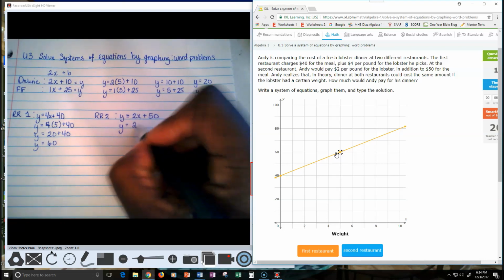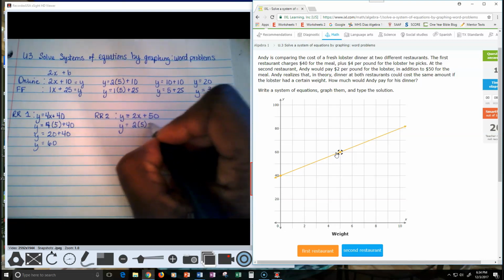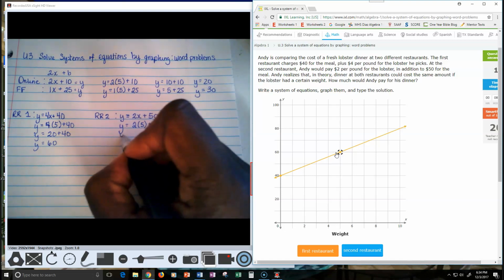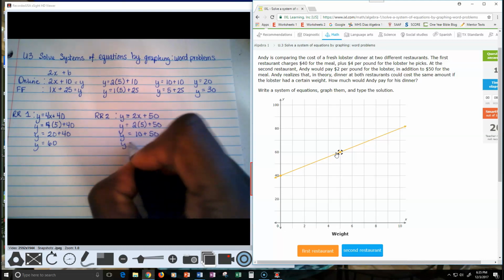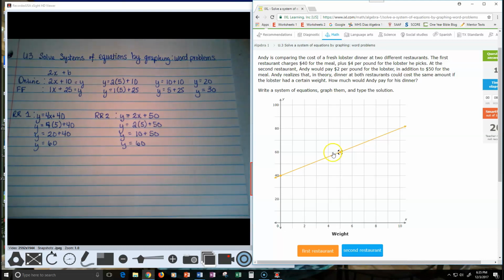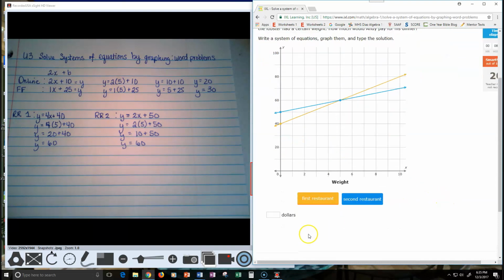So we have 2 times 5 plus 50. Y is equal to 10 plus 50. Y is equal to 60. So I'm going to start with my y-intercept at, wrong line, here we go. Start my y-intercept at 50. I'm going to go over to 5 and up to 60. Well, look at there. They crossed on their own.